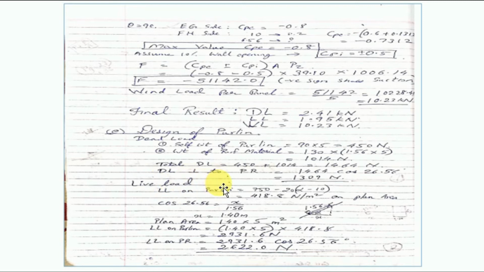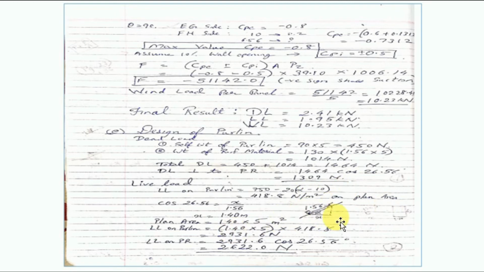Dead load perpendicular to principal rafter: we are using the total dead load into cos of 26.56 degree, the angle of truss. Now we are going to calculate the live load. Live load on purlin will be, as per earlier formula, again 750 minus 20 alpha minus 10. We are getting 418.8 Newton per meter square on main area.